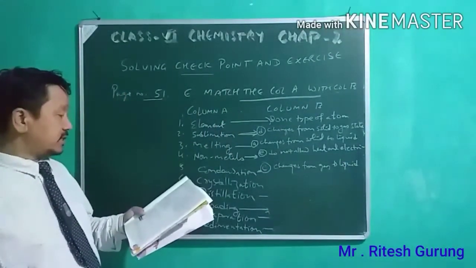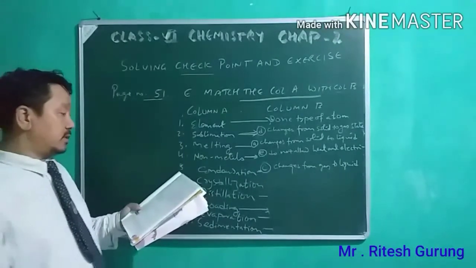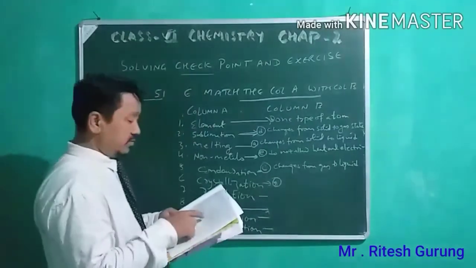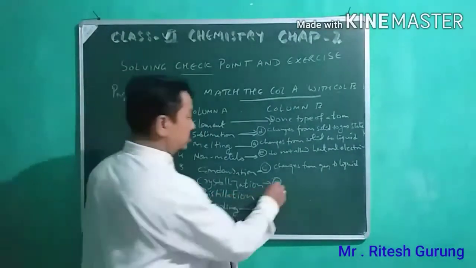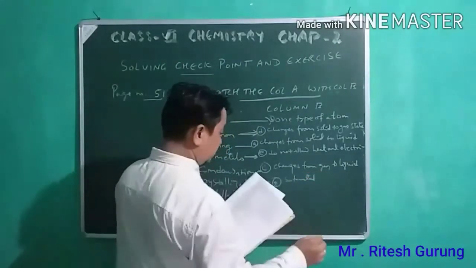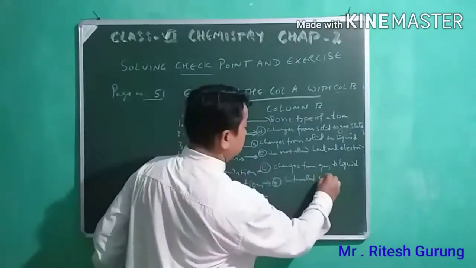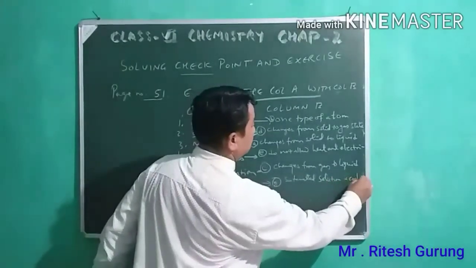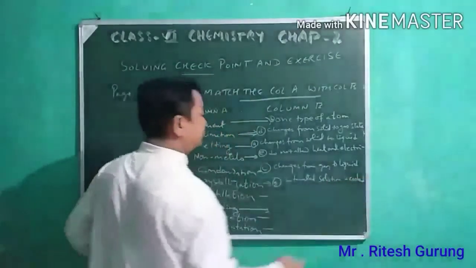Then number 6, crystallization, that is option number G. Saturated solution is cooled.